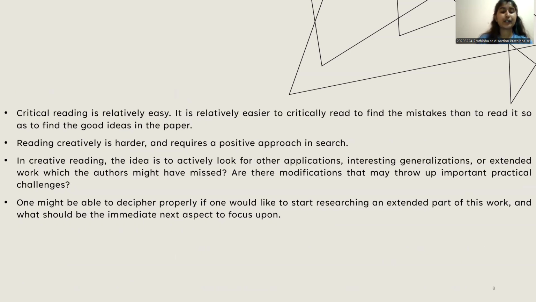Critical reading is relatively easy. It is relatively easy to read critically to find the mistakes than to read so as to find the good ideas in the paper. Reading creatively is harder, and it requires a positive approach. In creative reading, the idea is to actively look for other applications, like interesting generalizations or extended work which the authors might have missed.